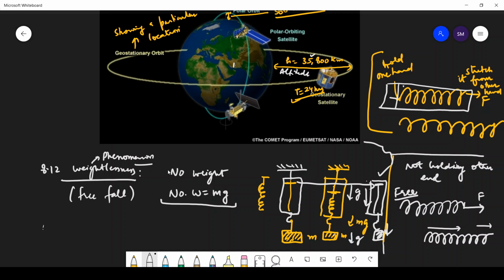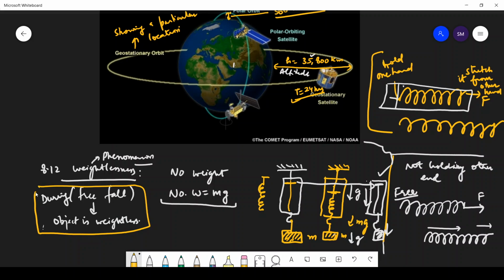It's the phenomenon when the object is falling freely and it is weightless. So the object is weightless during the free fall. Okay students, so write it down. During the free fall, the object is weightless. And this phenomenon is weightlessness.